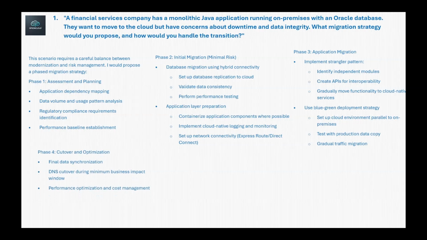Phase 4 would be the cutover and optimization. I will do a final data synchronization and decide when a DNS cutover can happen, usually during a minimum business impact window. And then we will have a performance optimization after the migration, and also look at the cost management aspects of our workload in the cloud.